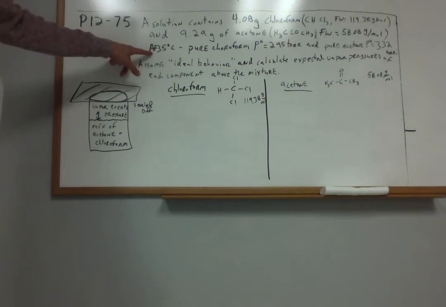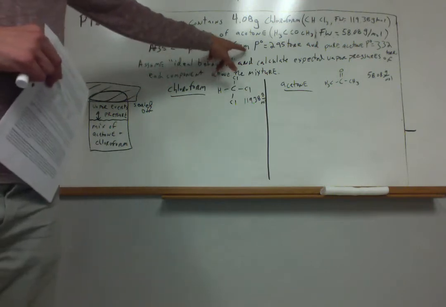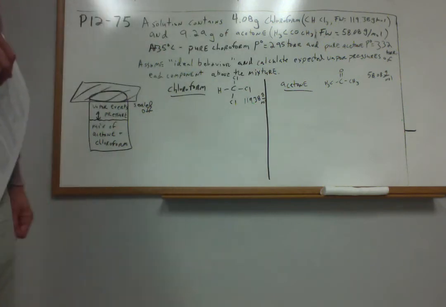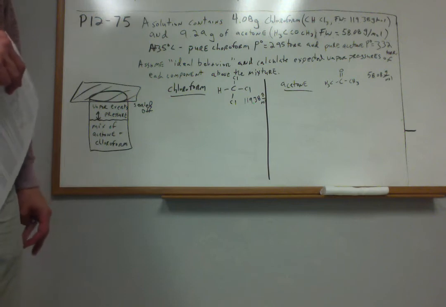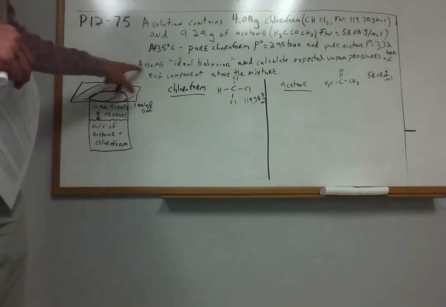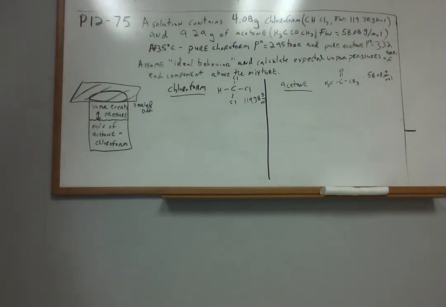We're then told at 35 degrees Celsius, pure chloroform exerts a vapor pressure, P0, of 295 torr, and at this temperature, pure acetone's vapor pressure is 332 torr. We're supposed to assume what's called ideal behavior and calculate expected vapor pressures for each component above the mixture, and also the total vapor pressure that's exerted by both components, okay?